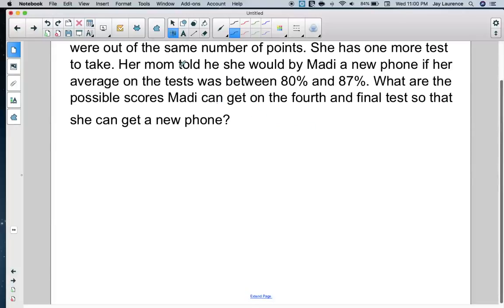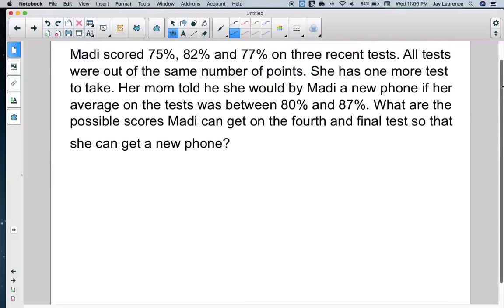Ooh, sorry about that. All right, so I know that Maddie scored 75, 82, and 77. I'm going to have to divide that sum. The only problem is she's taking a 4th test. I don't know her score on the 4th test. Neither does she. She hasn't taken it yet. The score on that 4th test is unknown.